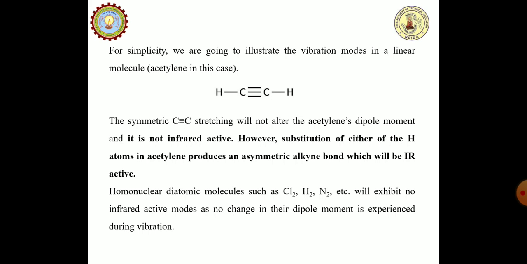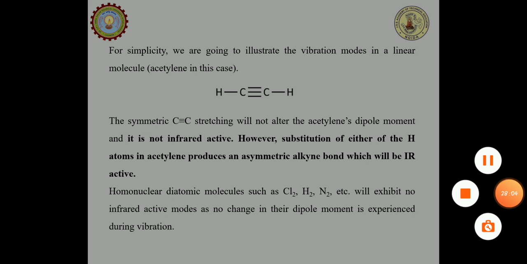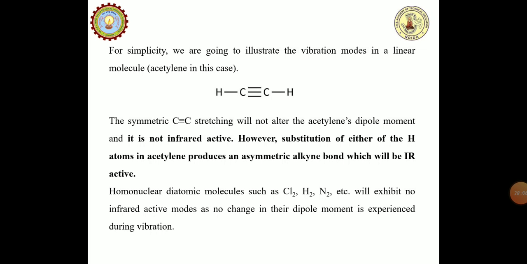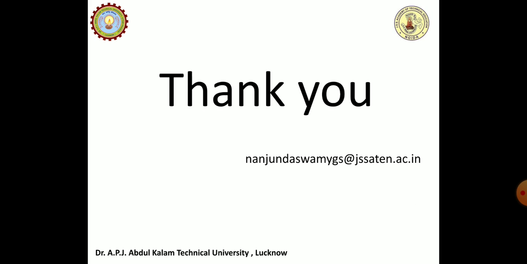Some other examples: chlorine, hydrogen, and nitrogen. These homonuclear diatomic molecules exhibit no infrared active modes, meaning there is no change in dipole moment, so these homonuclear diatomic molecules are infrared inactive. These types of molecules will not absorb infrared radiation.